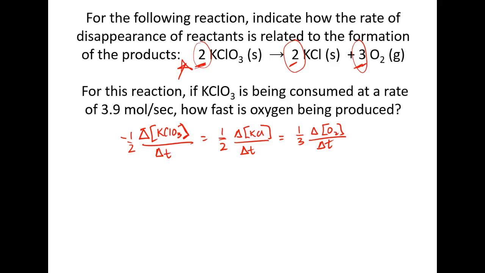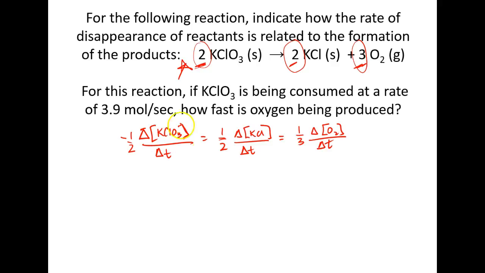The oxygen, on the other hand, should appear faster because every time this reaction proceeds, 3 moles of oxygen are produced. So a good way to think of it is to look at the coefficients, and the bigger the coefficient, the faster that material will either disappear or appear, depending on what side it's on, and the smaller the coefficient in front of the formula, the slower it will disappear or appear. So let's see if that makes sense with what we get as an answer for this second question. It says, for this reaction, if KClO3 is being consumed at a rate of 3.9 moles per second, how fast is oxygen being produced?